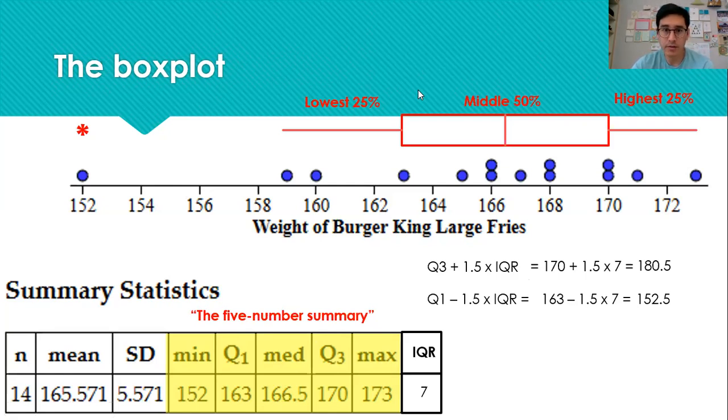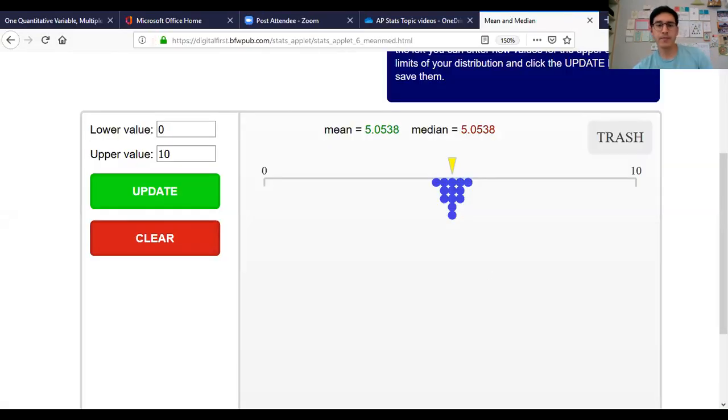So let's switch over to my web browser. All right, so what I have here is an inverted dot plot. The dots are just stacking below the number line as opposed to stacking above the number line. And I've created something that's perfectly symmetric, so the left and right side are exact mirror images of each other. And you can see here that the mean and median are exactly the same. They're exactly equal to each other.